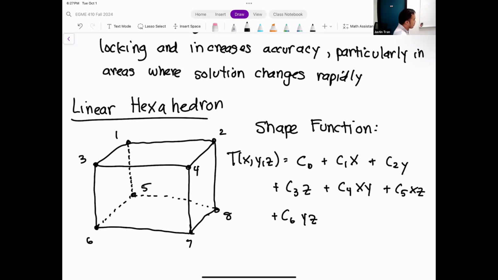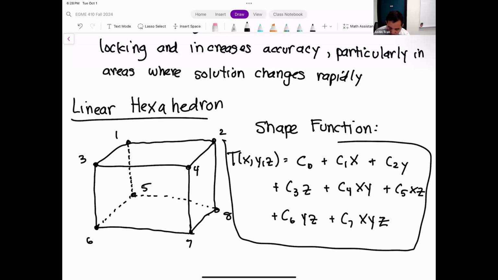But even with the cross terms here, we don't reach the number of terms that we should have, because this element has 8 nodes, and so our shape function should also have 8 terms. Even with the cross terms, we only get 7, so we have to do something really interesting here, and we actually have to add a cubic term, but it's going to be pseudo linear. In each individual dimension, it's going to be linear, but when you multiply them all together, you get a cubic term. And so the last term is C7xyz.